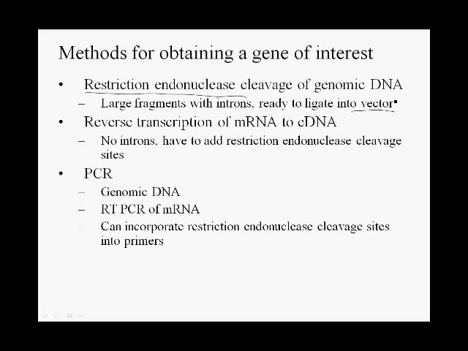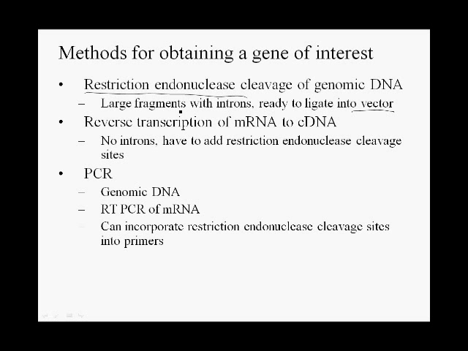DNA, then what we will get are relatively large fragments containing introns if we're talking about eukaryotic genes. If we're talking about bacterial genes, then we don't have to worry about introns. In our example we're going to be talking about CFTR, and the size of the CFTR gene in the genome is about 189,000 base pairs. So that's very large indeed and contains numerous introns.